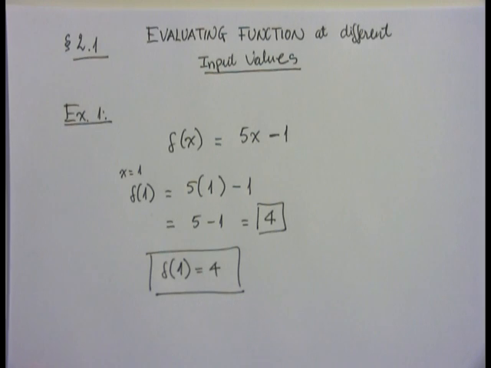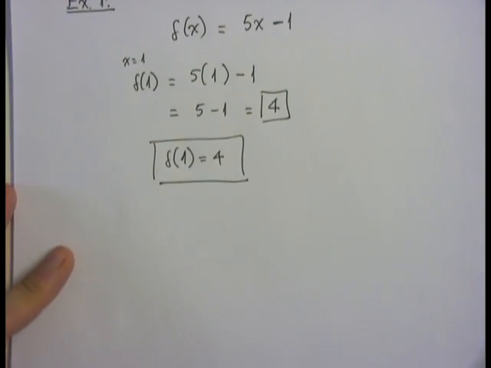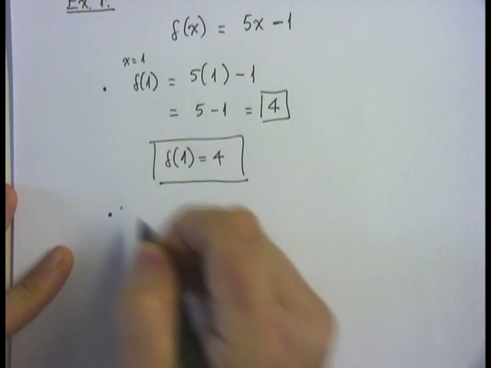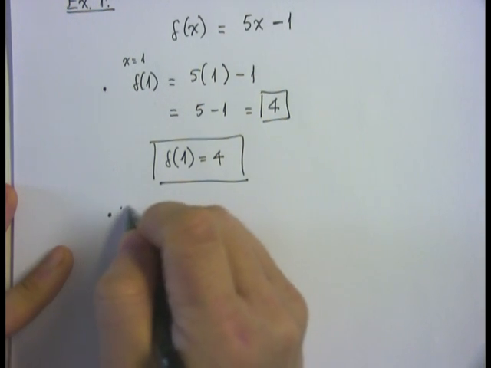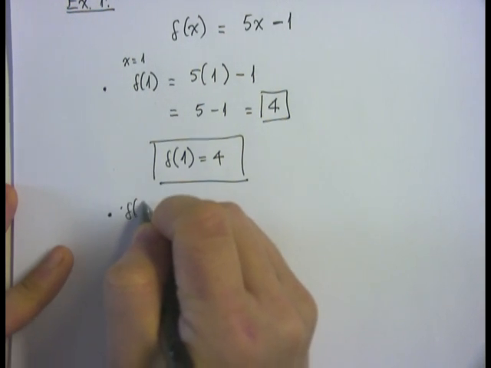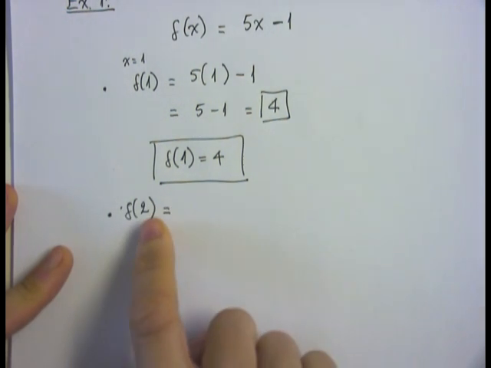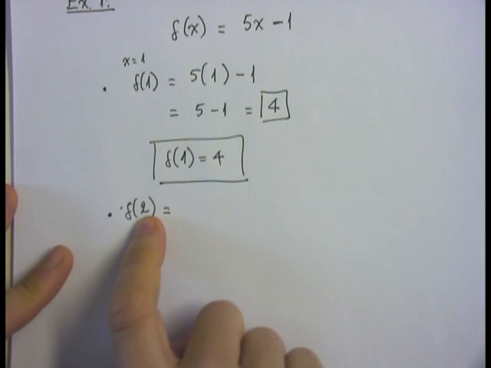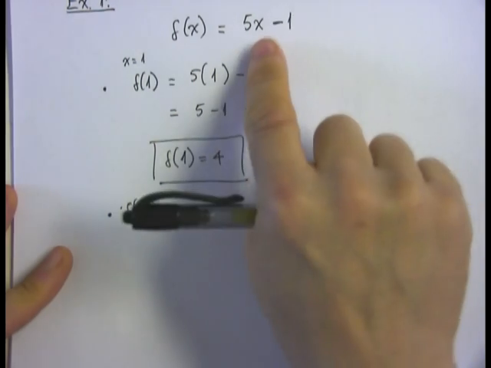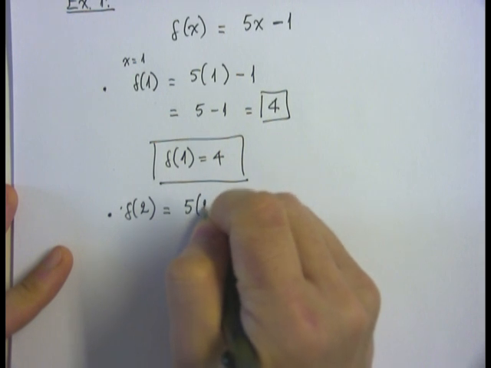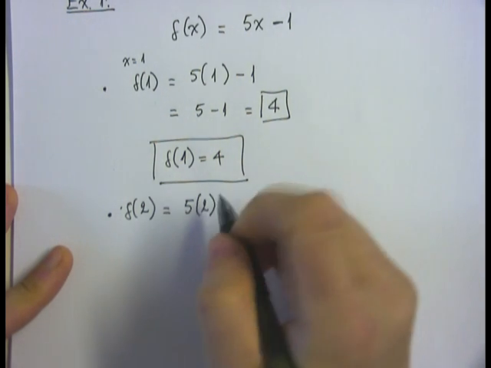So if we try again in the same example, this time how about we take the input 2, for example. So f of 2. Once again, 2 is going to be the substitute for my x. So in the formula 5x minus 1, I'm going to go 5 times 2, x equals 2 this time, minus 1.